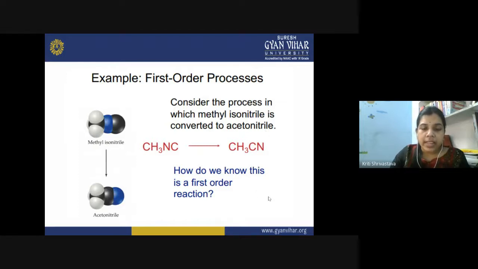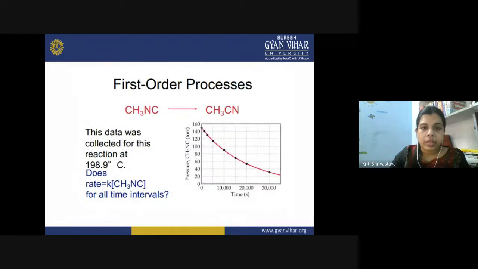Now, how can we say that this is a first order reaction? Let us plot a graph here, where we have taken the pressure of CH3NC in torr, which is equivalent to the concentration term in case of liquid and solid, and you plot it with respect to time. You can see a continuous decrease in the pressure of CH3NC, which shows the reaction moving in the forward direction. Continuously the products are getting formed, and there is a decrease in the concentration of CH3NC. This data has been collected for the reaction at 198.9 degrees Celsius.